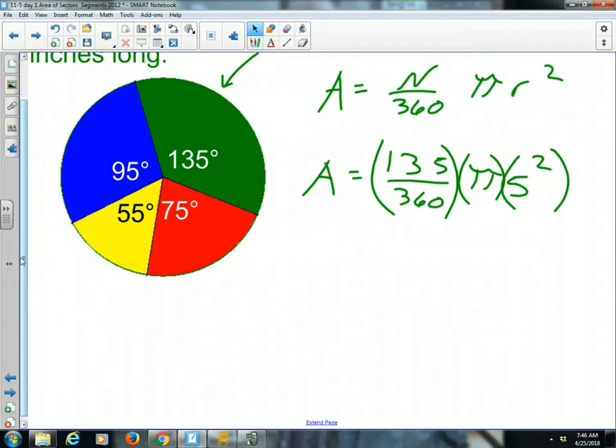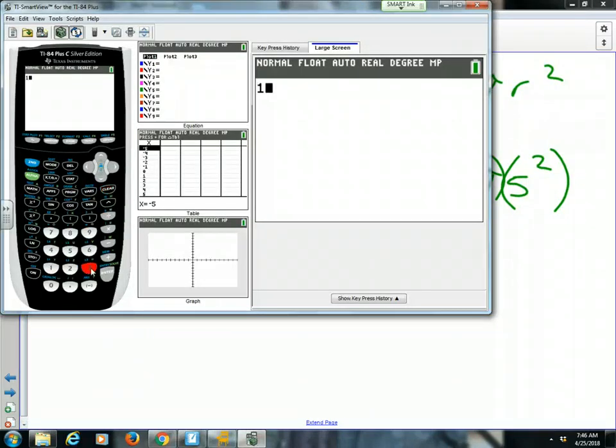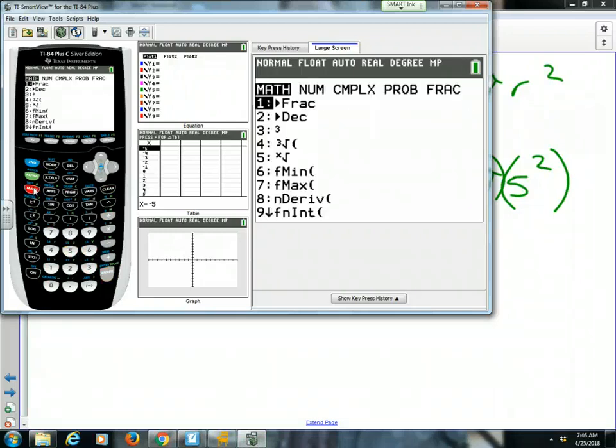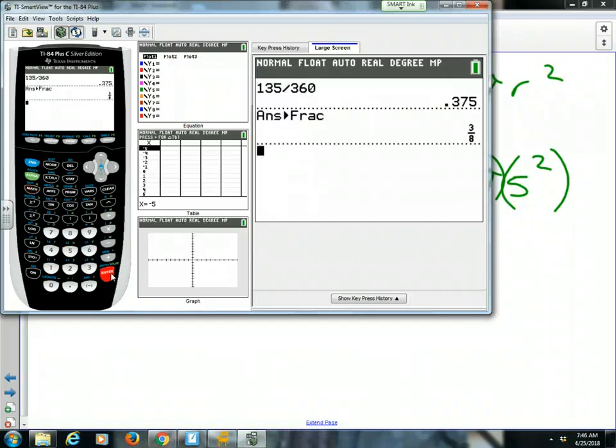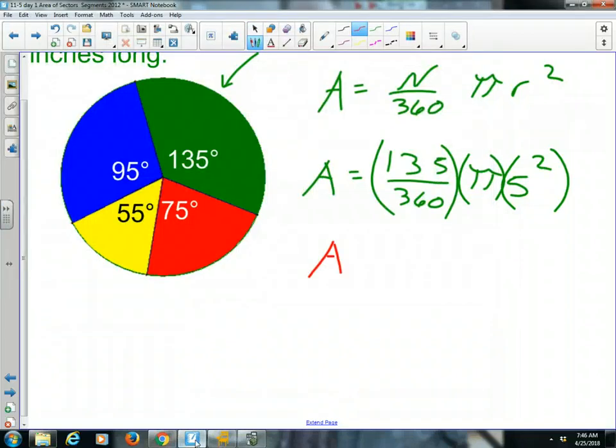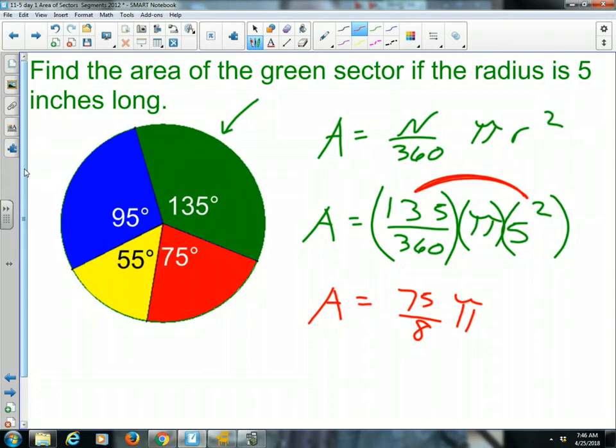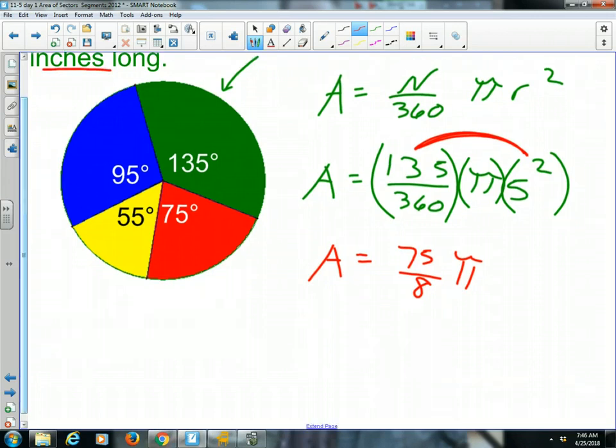So watch as I do this in my calculator. 135 over 360. If we reduce this fraction, 0.375 is the same thing as 3/8, and we have to multiply that by 5 squared, or multiply that by 25. So 75/8 pi. The area equals, and you multiply these two together, you get 75/8 times pi. And this is in units, inches squared. Square inches. So this would be our exact answer.